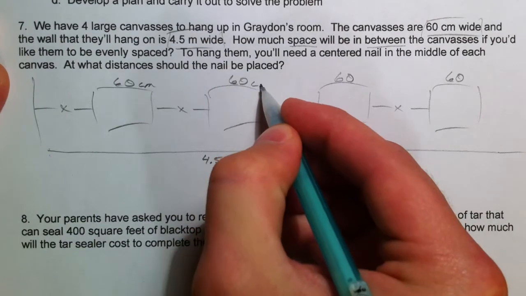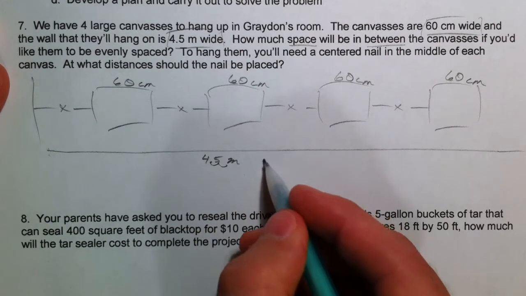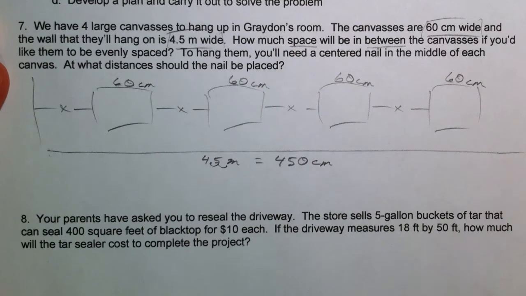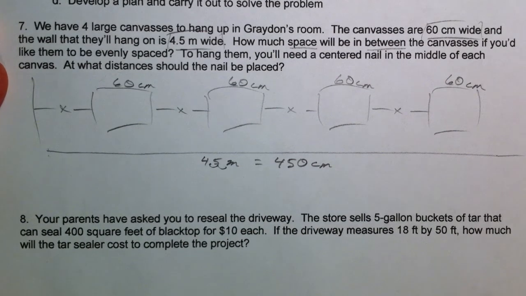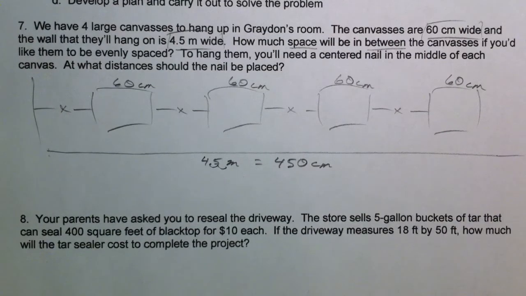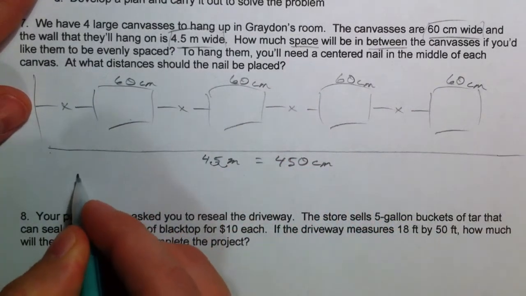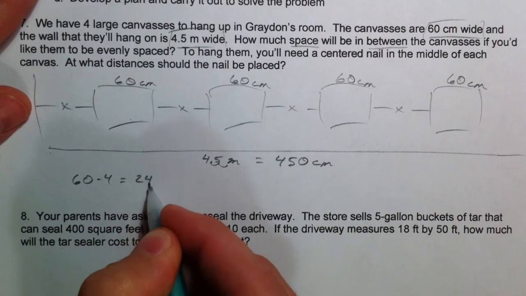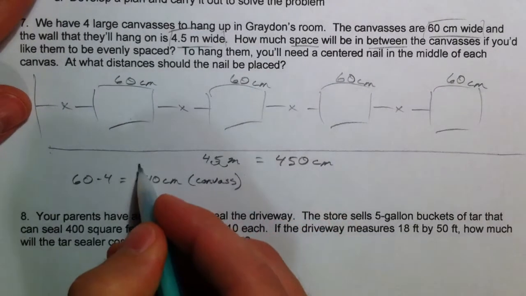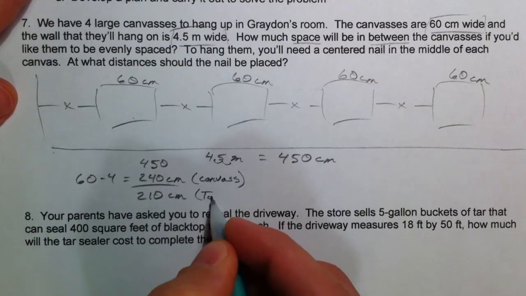And so it's actually probably going to be easier to deal with it in centimeters. So let's change this. Meters to centimeters, there's 100, so 450 centimeters in 4.5 meters. Move it twice. So the total distance taken up, and now it's just however you want to do it. The way I see it is canvas space, we've got 60 times 4, so 240 centimeters of canvas. And we have 450. So if we subtract that, we have 210 centimeters total spacing.